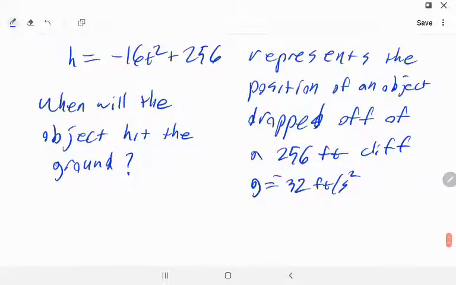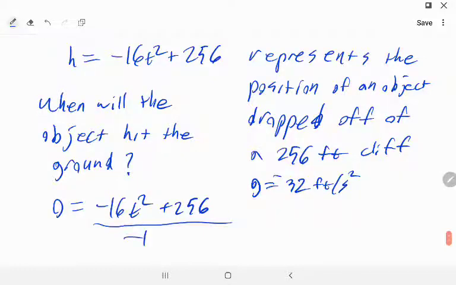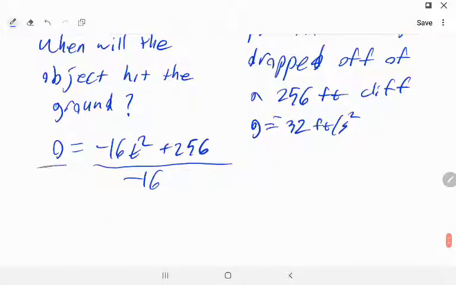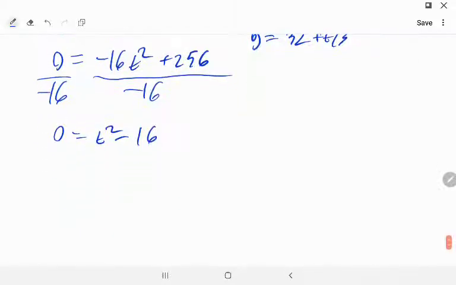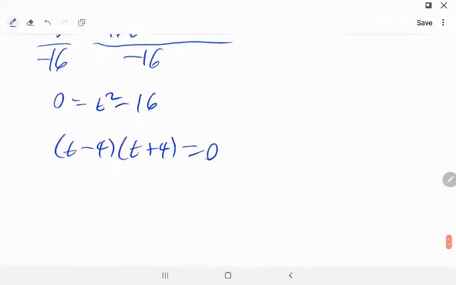And so we notice that hitting the ground represents a height of 0. So we could say 0 equals negative 16t squared plus 256. We can divide both sides by negative 16. This is going to give us 0 equals t squared minus 16. And so we notice this is convenient because we can say t minus 4, t plus 4 equals 0. And so we're going to get t equals 4 or negative 4.